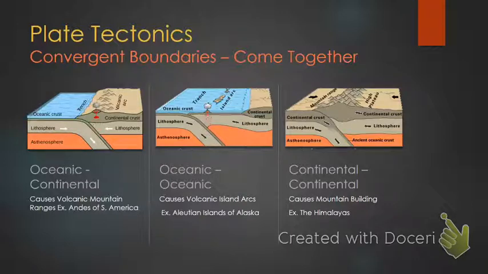And lastly, on the far right, when two continental plates collide, they have a harder time subducting because both of them are not very dense. So when they collide with one another, mountains get pushed up and you get a very high plateau.